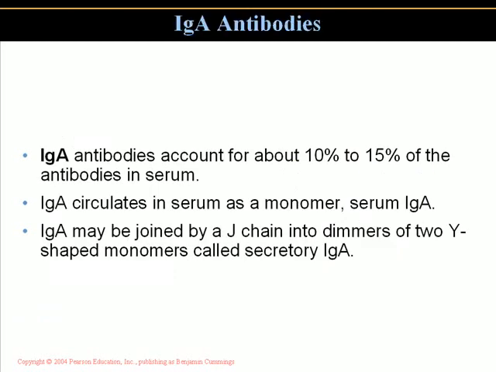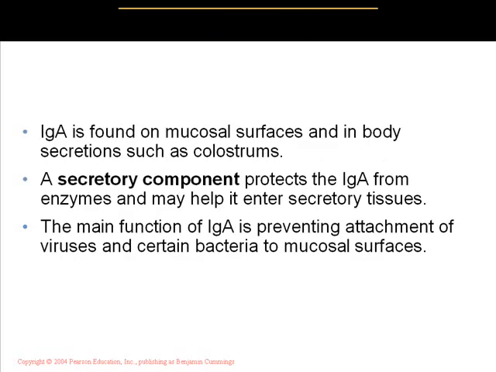IgA antibodies account for 10 to 15% of the antibodies in the serum. IgA circulates in the serum as a monomer. Again, the structure is similar to what we've discussed previously with the other antibodies. It is found on the mucosal surfaces of the body, in secretions, and in colostrum, as we've already talked about. I think that's a test question. IgA is found in mucosal surfaces and in body secretions.